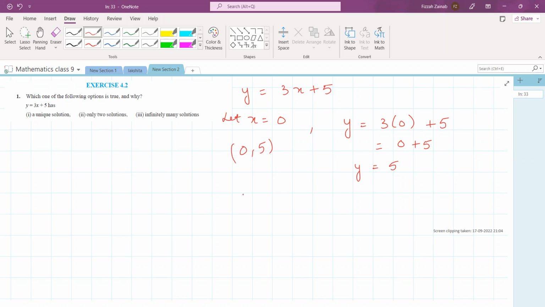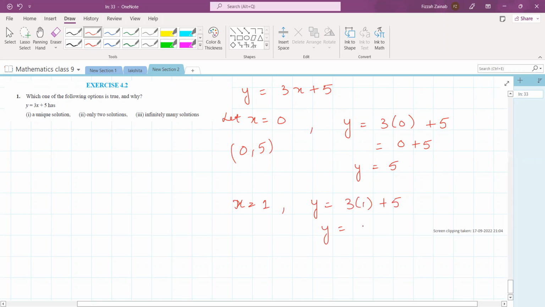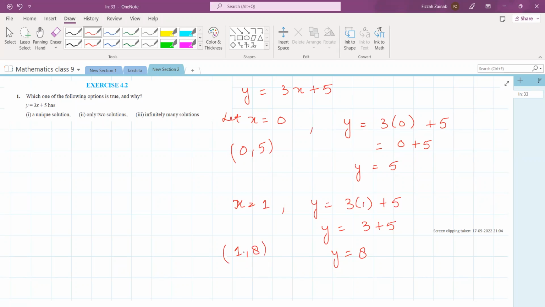So can I get some other? Let me take x is equal to 1, right? So that gives me y is equal to 3 into 1 plus 5. So y is equal to 3 plus 5. So y is equal to 8. So that means 1 and 8 is another solution. So I think I can find as many solutions as I wish, isn't it?